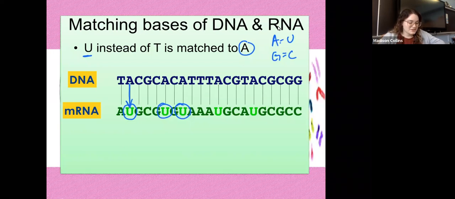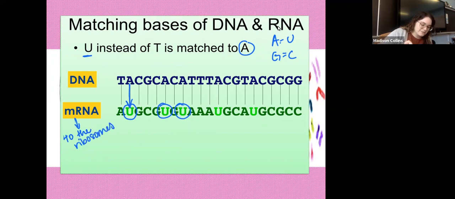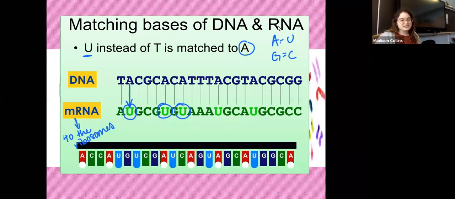Okay, so what happens now? Well, we've made a copy of the DNA, but what does that mRNA need to do now? Well, it's got the message, it's got the important information. Where does it take it to? Well, it has to go to the ribosomes. So what ends up happening is that strand of mRNA is carried over to the ribosomes.